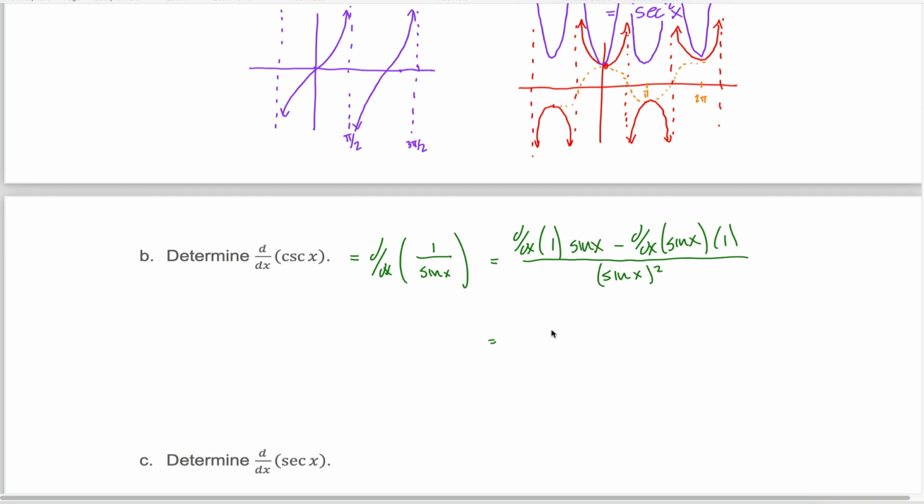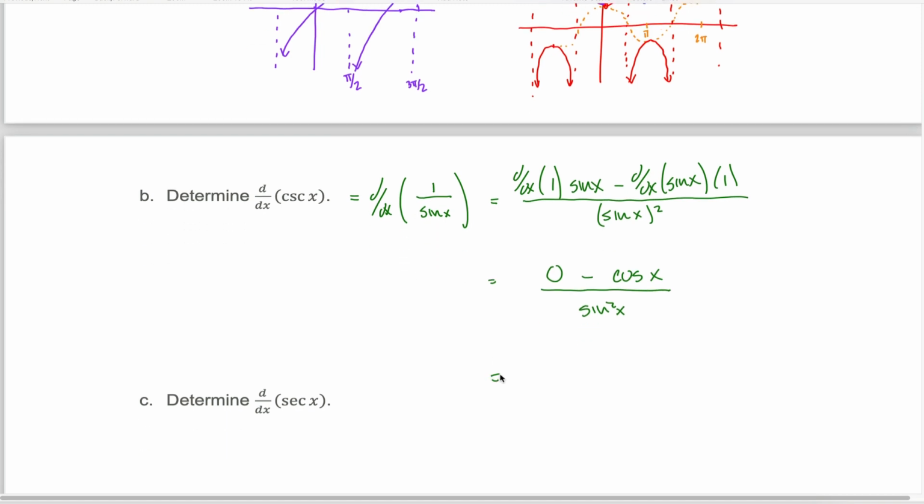So what I get up in the numerator is 0 minus the derivative of sine of x. The derivative of sine is cosine, and cosine times 1 would just be cosine of x, divided by sine squared x. What I'm saying is that the derivative of 1 over sine of x is equal to negative cosine of x divided by sine squared x. And since 1 over sine of x is the same as cosecant, this is the derivative of cosecant.